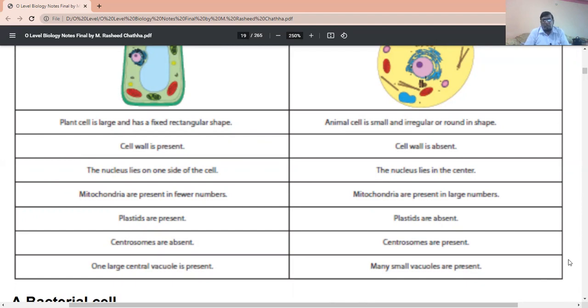Plastids are present in the plant cells, and these plastids contain chlorophyll, and chlorophyll is used for photosynthesis. So the plastids are absent in the animal cell. Next are centrosomes. These are absent in the plant cells, but the centrosomes are present in animal cell, and one large central vacuole is present in plant cells, but many small vacuoles are present in the animal cell.